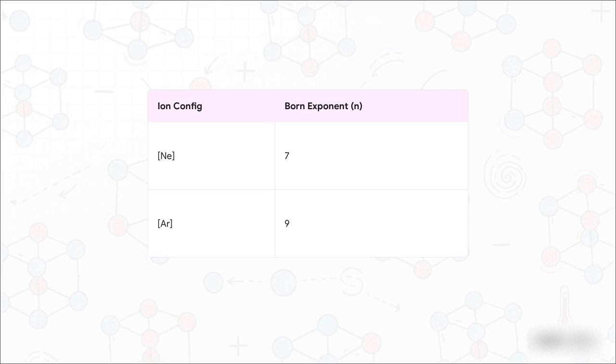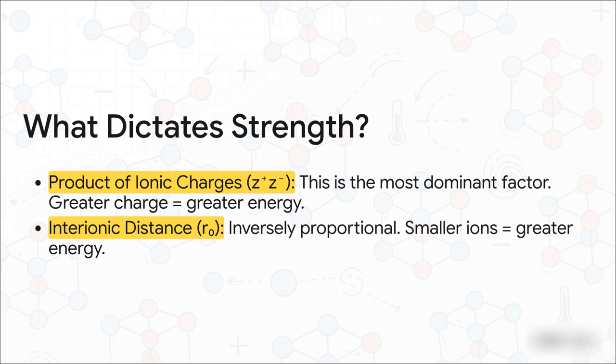Then we have the Born exponent, N, which handles the repulsion term. You can think of it as a measure of how squishy the ions are. And as you can see here, ions with bigger, puffier electron clouds, like the ones with a xenon configuration, have higher N values. That just means they resist being compressed more. To get the N for a whole compound, you just take the average of the values for its cation and anion. But listen, if you just want to make quick, accurate predictions, you really only need to focus on two things.